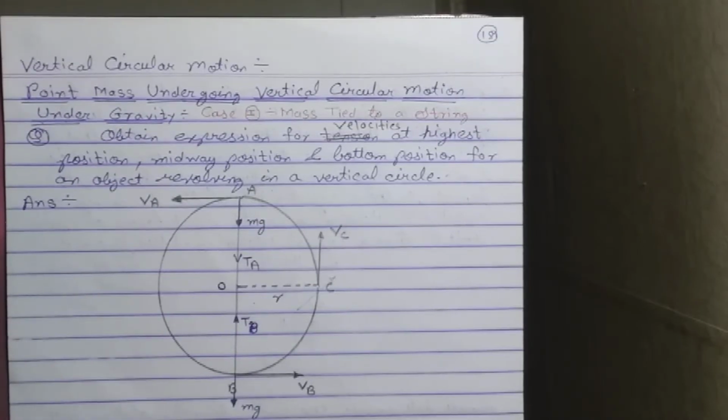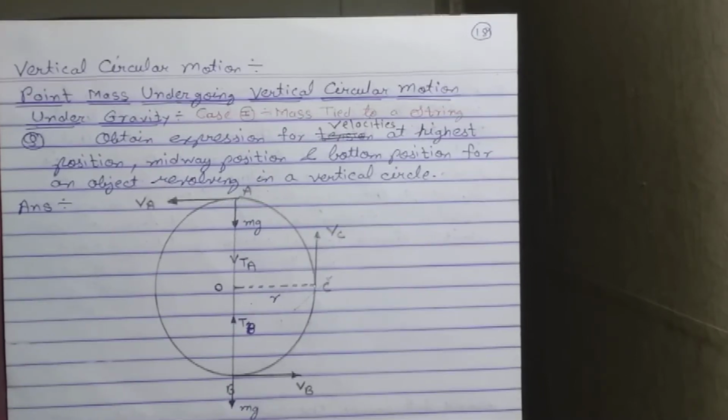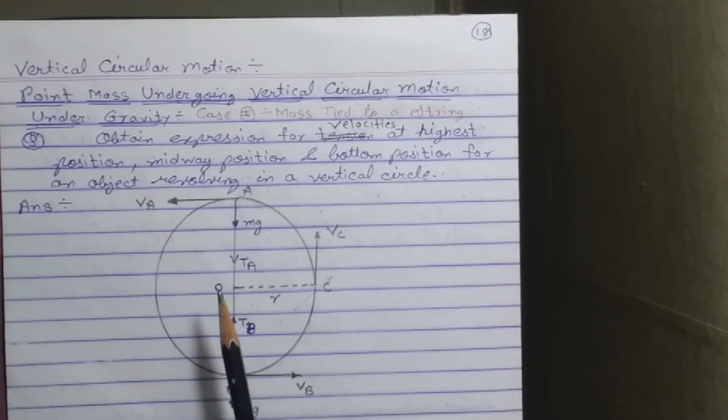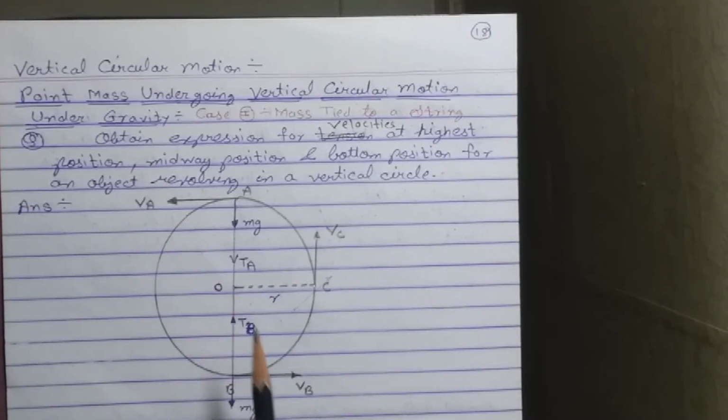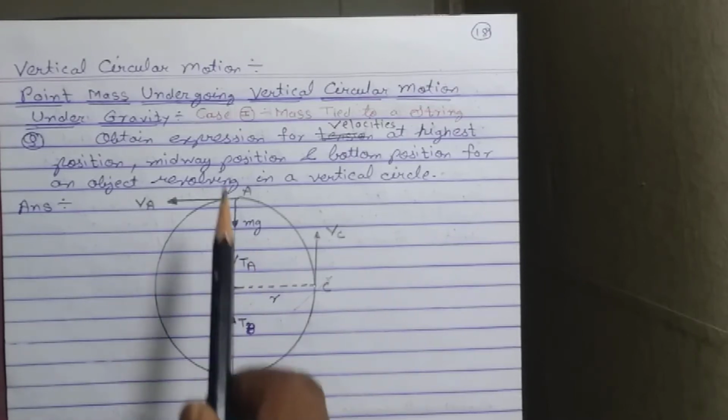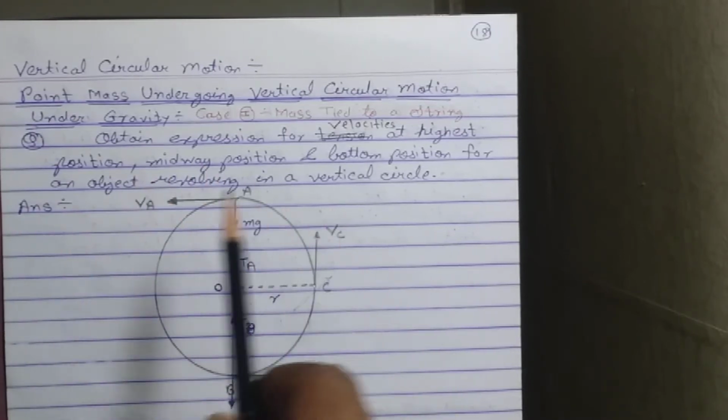Very good morning, students. Today we will study the concept of vertical circular motion. When an object performs circular motion but in a vertical manner, you can see here, this is not a horizontal circle, this is a vertical circle. Just imagine an object of mass small m. It performs a circular motion in a vertical manner.